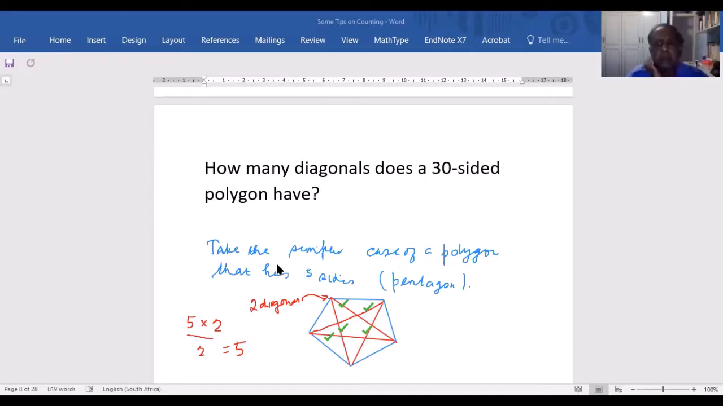But the problem asked for a 30-sided polygon. So what happens here? In the case of a 30-sided polygon, how would you do this problem? It's very similar.